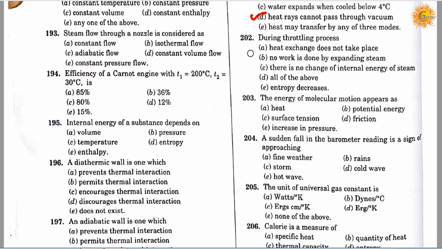Question number 202. During throttling process, option A, heat exchange does not take place. Option B, no work is done by expanding steam. Option C, there is no change of internal energy of steam. Option D, all of the above. Option E, entropy decreases. Correct answer is D, all of the above.